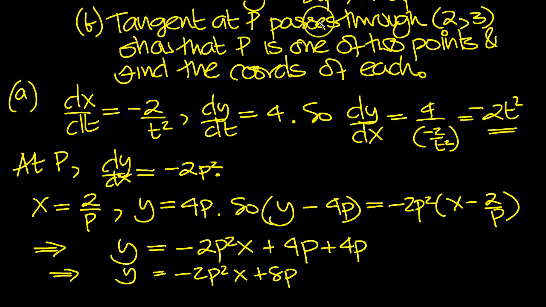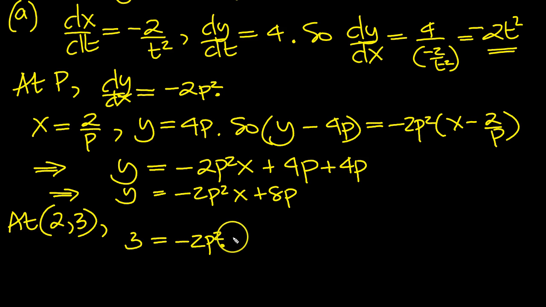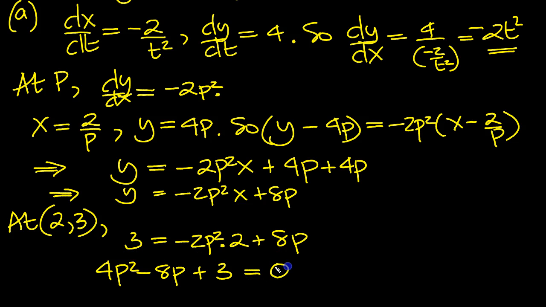Great. The tangent at P passes through the point (2, 3). Show that p is one of 2 points and find the coordinates of each. So this line goes through (2, 3). So at (2, 3), let's put the values in. 3 will equal minus 2p squared times the x value, which is 2, plus 8p. So let's move these over. That will be 4p squared, with a minus moves over to plus. Move this 8p over to minus 8p. The 3's already there as is, and there's nothing left on the other side.